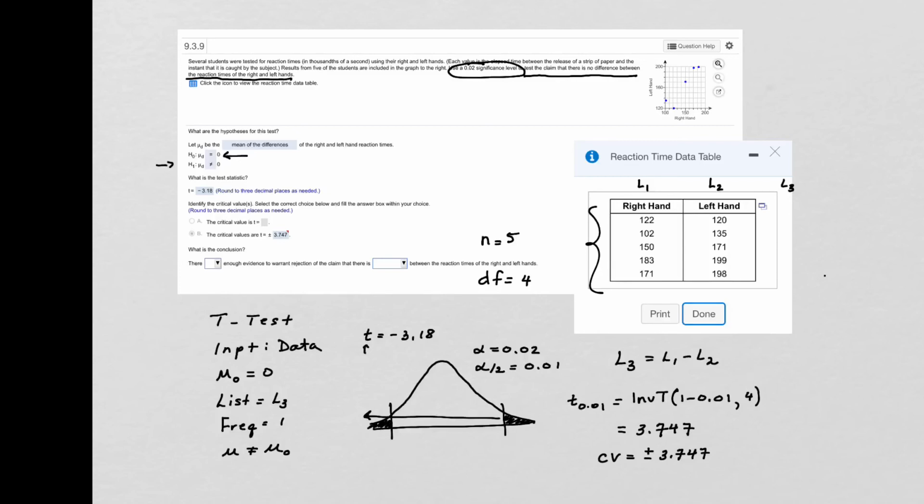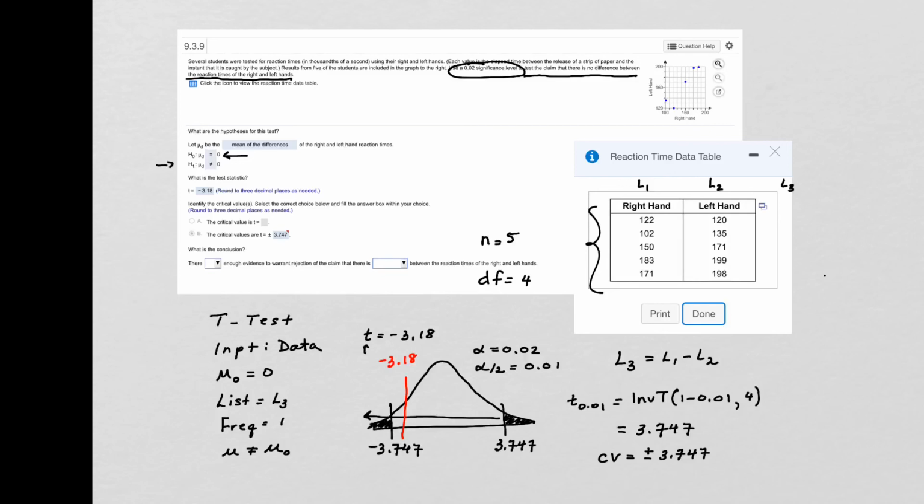So let's fill that in. Our test statistic was negative 3.18, which is going to fall about here. And so we are going to fail to reject the null hypothesis.